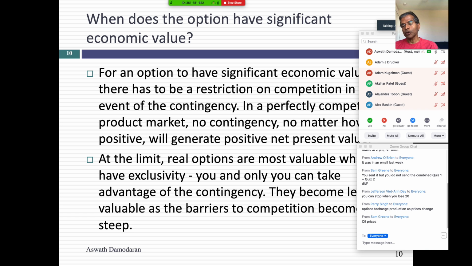Now let's get to the second question. When does that option have significant economic value? I'm going to tell you a story, and this is a true story. You might not believe it, but it is. It's about 15 years ago, at the end of a valuation class, and it wasn't online like this one. It was a real physical class.